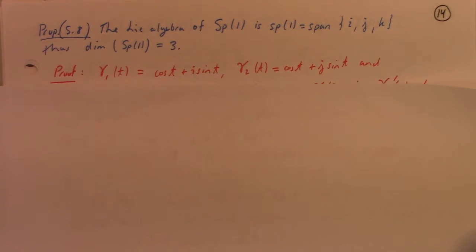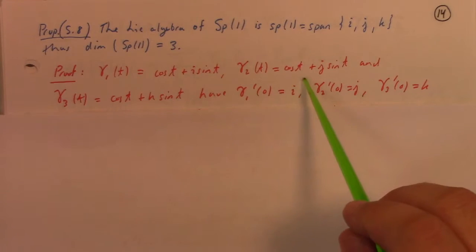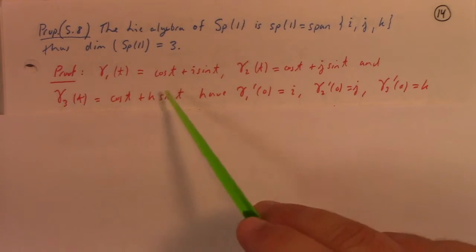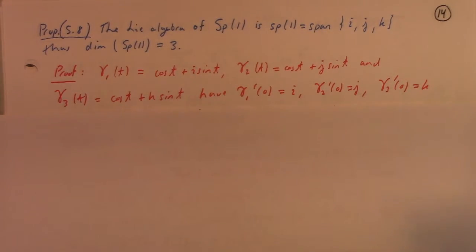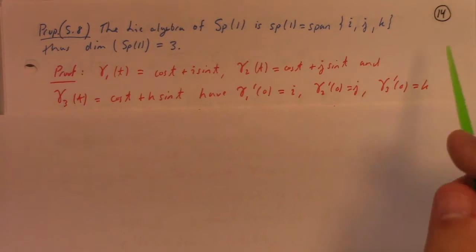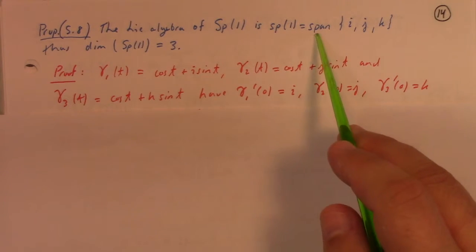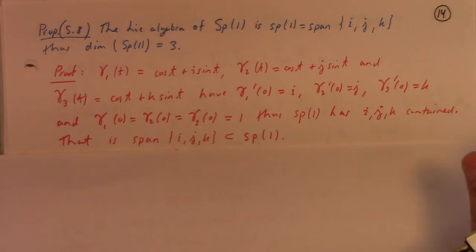The argument is very similar to the one we just looked at. We look at these three particular curves, gamma 1, gamma 2, gamma 3, and each one of these has a quaternionic norm of 1, which characterizes them as being in the symplectic group of order 1, so they're curves in Sp(1). Moreover, the initial velocities of said curves are i, j, k respectively, which shows you that the span of i, j, k is a subset of sp(1). Right? So certainly i, j, and k are contained in Sp(1).